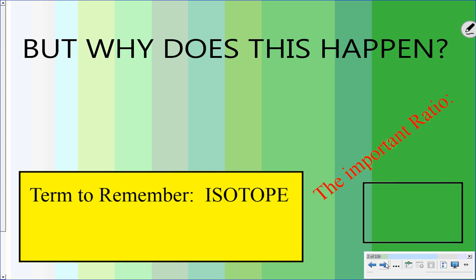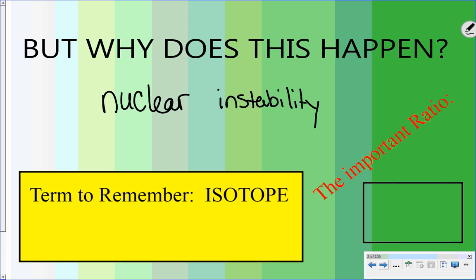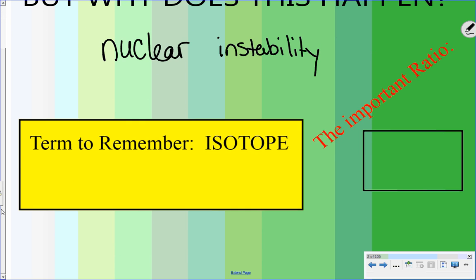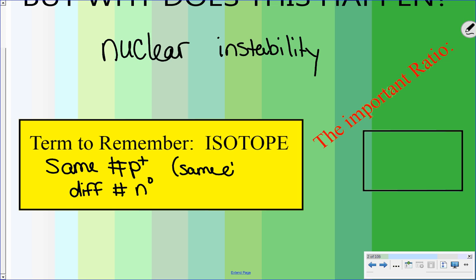Why might they do something like that? The reason that this happens is because of nuclear instability. An important term to keep in mind here is the term isotope. Remember, isotopes are atoms that have the same number of protons and a different number of neutrons. Because they have the same number of protons, they're going to be the same element. The different numbers of neutrons give them a different mass.